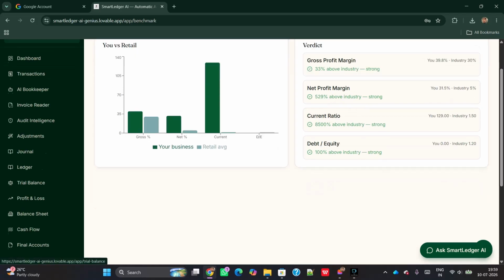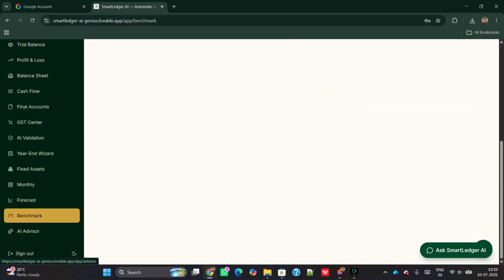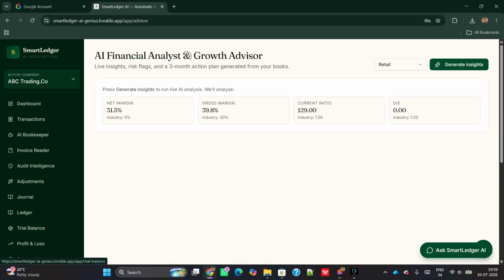Coming to the next function, that is AI advisor. Yes, this AI advisor acts like your CA, which provides you the strengths and weaknesses of your business and provides you the strategies and the action plan which you can adopt in order to increase the efficiency, productivity, profitability of your business. So let's generate an AI insight which will provide you the strengths, weaknesses as well as the action plan.